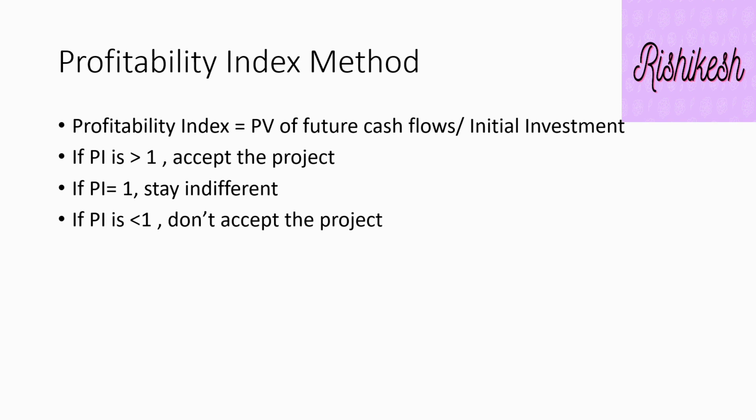Now we are going to study another method as part of the capital budgeting technique. That method is known as the profitability index method. It's a very simple method. What we are going to do is, for each of the projects, find out the profitability index. Now, what do you mean by profitability index? That is equal to the present value of all the future cash flows divided by the initial investment.